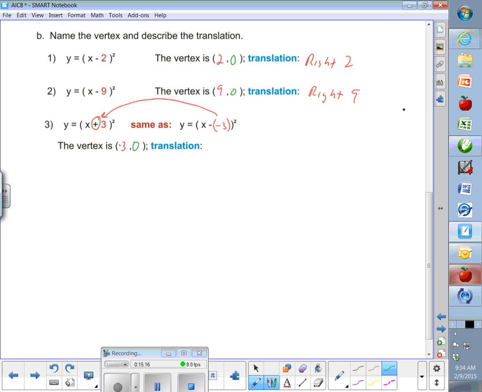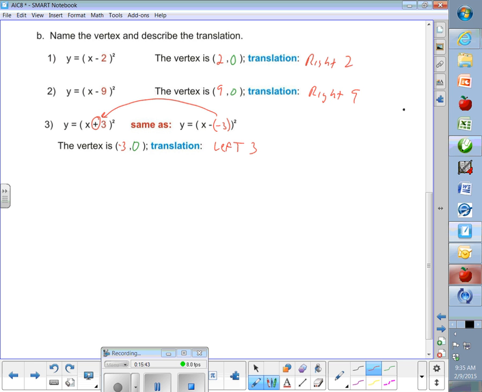So how is this one translated? Left 3. Some students just say, okay, it's always the opposite for the h value. If I see a negative in front, it's positive. If I see a positive in front, it's negative. And they just try to remember it that way. But that's really what's going on. The negative's part of the original form, and you read after the negative.